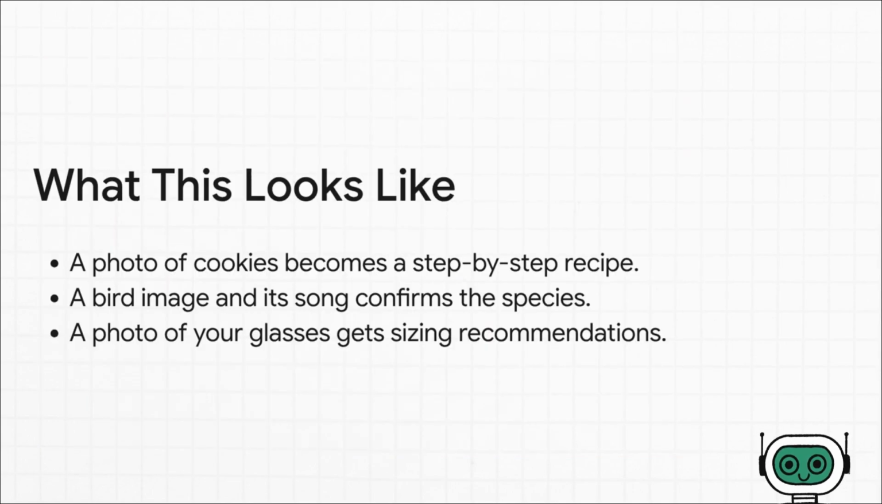So what does this actually look like? Well, you could show the AI a photo of some cookies you just baked, and it could spit out a step-by-step recipe. Or imagine you combine a picture of a bird and a recording of its song. You'd get a way more accurate species identification, right? It's all about using different pieces of evidence from different senses, really, to get to a smarter answer.